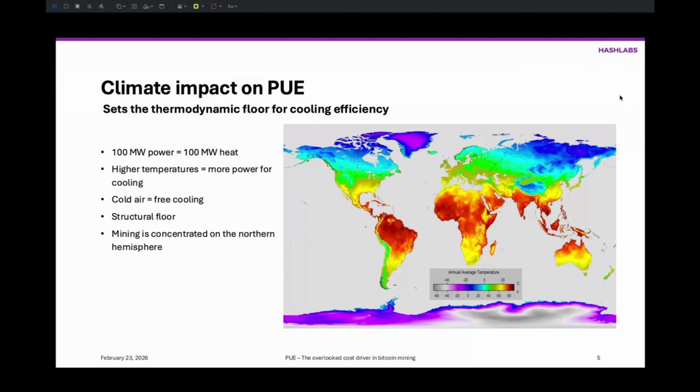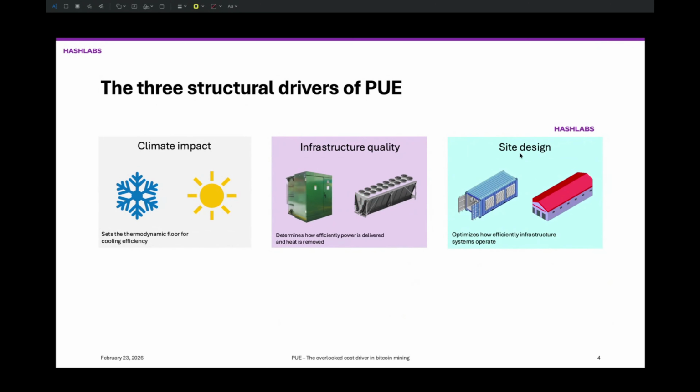First of all, it's an engineering problem. Yeah, you can solve that. But as I said, there is a structural flaw in the power usage effectiveness because of the climate. So that means that a mining site in UAE or Oman or whatever will always have a much worse power usage effectiveness than a mining site in Norway, even though they might have spent much more on the infrastructure and spent much more time on the site design, etc.